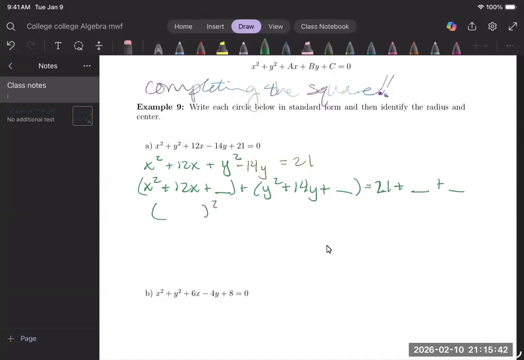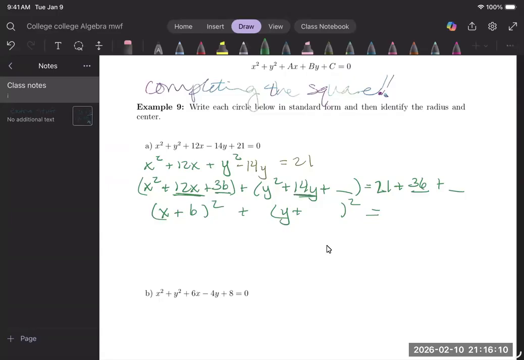So then I have my little setup underneath. Remember, the letter drops, the operation drops. You take that middle number and divide by 2. So that's 6. Then up and over, right? You square, 6 squared to get the last one. So if I add 36 on the left, I add 36 on the right.